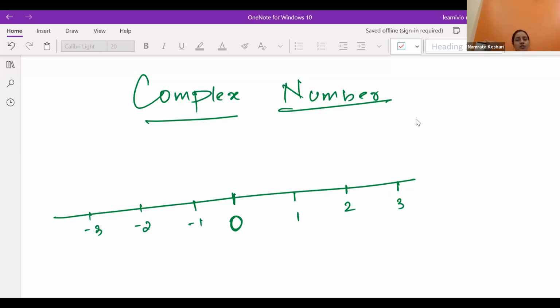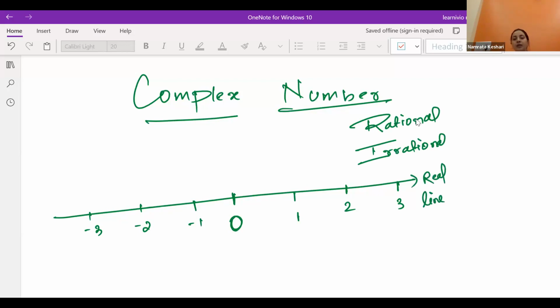Later on, when you went into the next classes, you kept on learning that this is not a line where we can represent only integers. We can represent any number over here: whole numbers, natural numbers, of course integers, and rational numbers also. Now in the next class, you realized that irrational numbers can also be represented on this number line, and hence this number line was upgraded and we started calling it the real line.